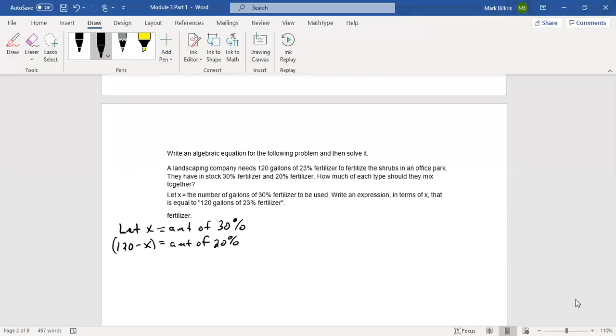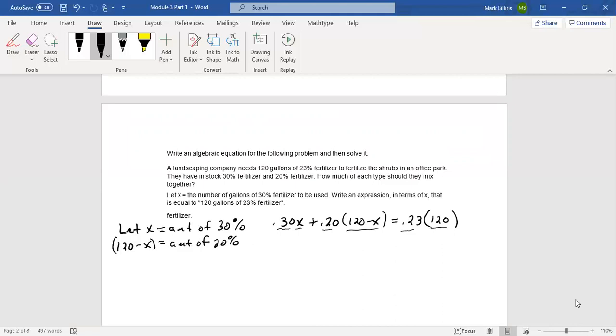Okay, so now we set up our equation. So same thing we did before. We're going to express the percentage as a decimal. So 0.30x plus 0.20 times 120 minus x equals, now notice we're making a mixture that's 23%. So it's going to be 0.23 times the amount. And the amount that we're making is 120. So notice the similarity. Here we have 0.30, so that's percent times amount. Then 0.20, which is the percent times the amount, equals the total percent times the total amount.